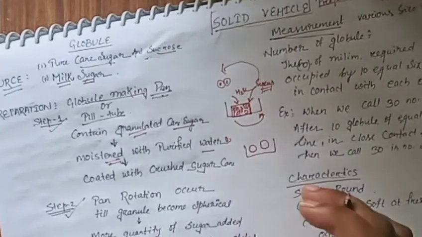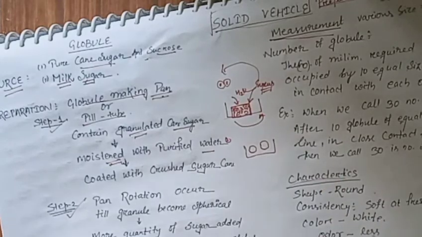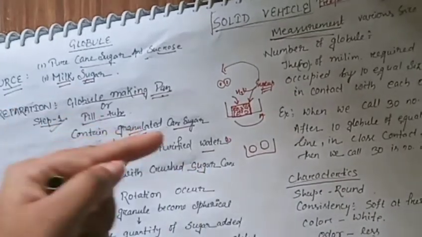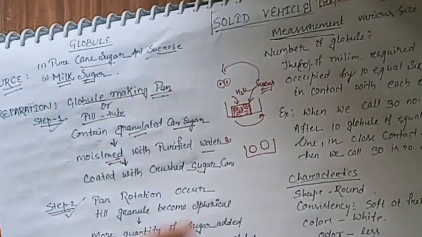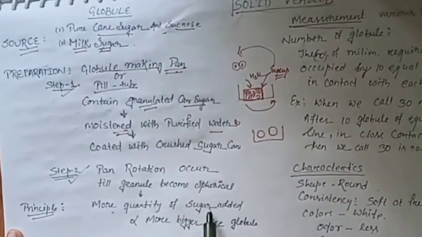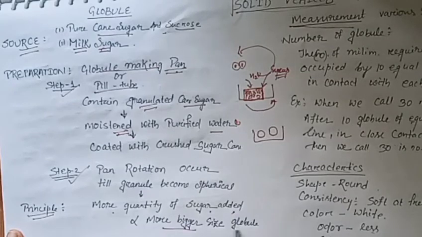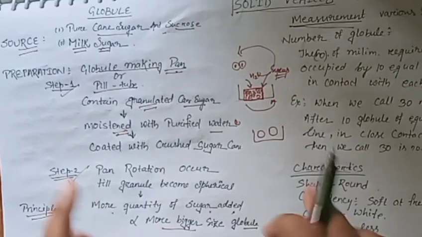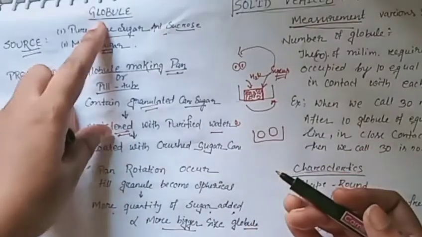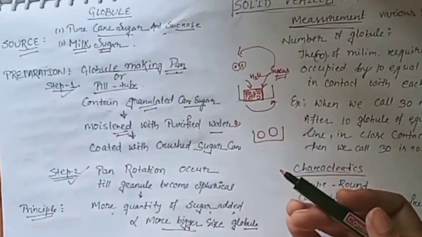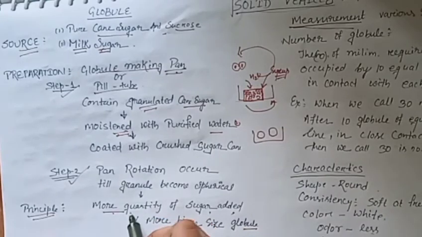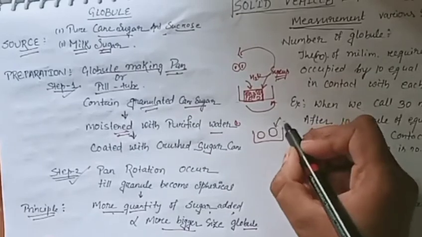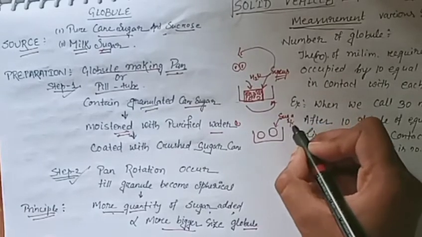And we should follow a principle in that process regarding how much sugar cane or liquid material we add. The principle is that the more sugar added, the bigger the size of the globule. So a pharmacist or a person who prepares the globule should know that if he adds more and more sugar, then what happens?